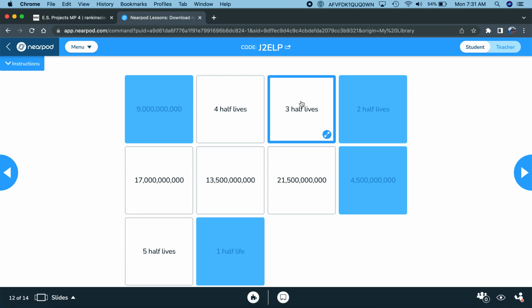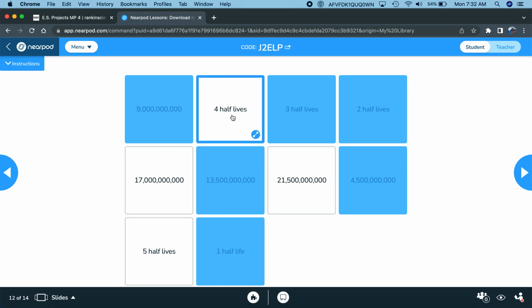3 half-lives, we're going to add another 4.5 to that number, right? You have 4,500,000,000. So you're going to end up being 500 million, but we're going to have a number here of 13. 9 plus 4 is 13. All right, 4 half-lives. We're going to add another 4,500,000,000. Sorry, 4,500,000,000. Right, so the 5 and 5 will give you a 0. Carry the 1. 4 plus 3 is 7.